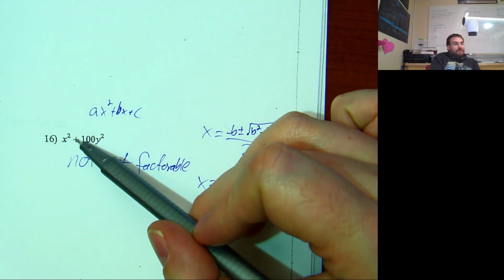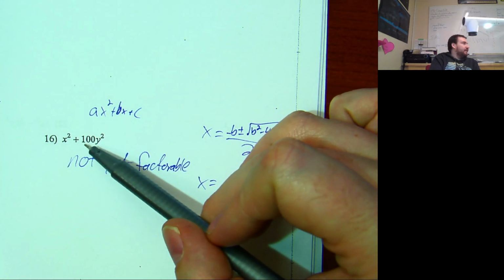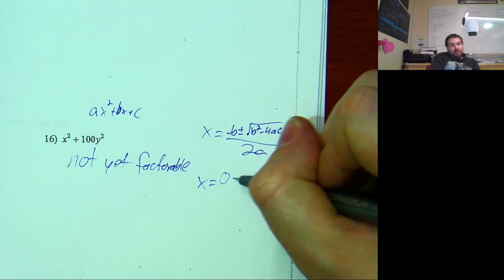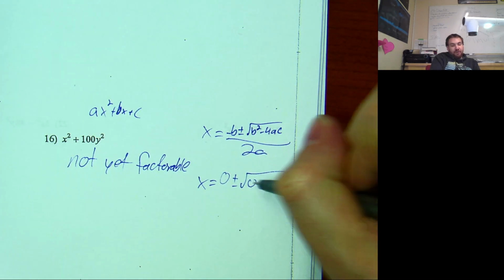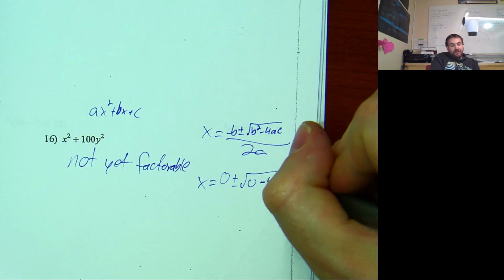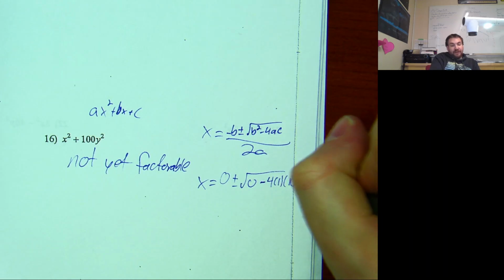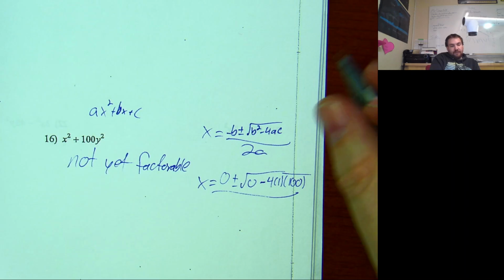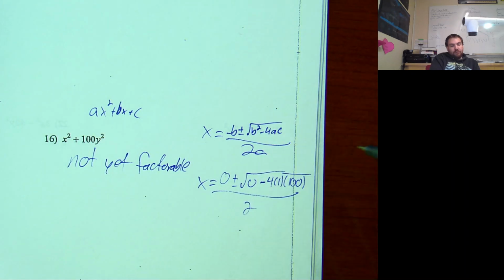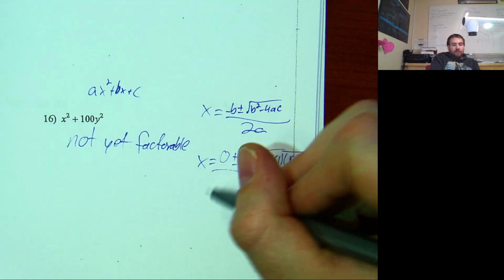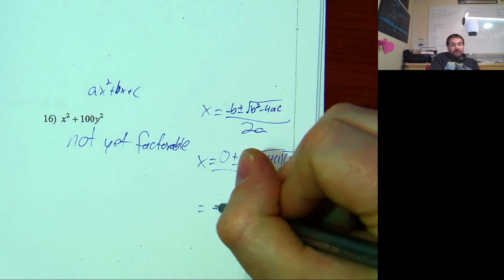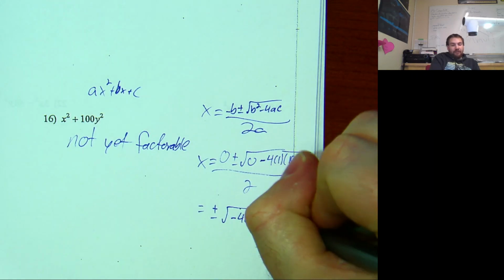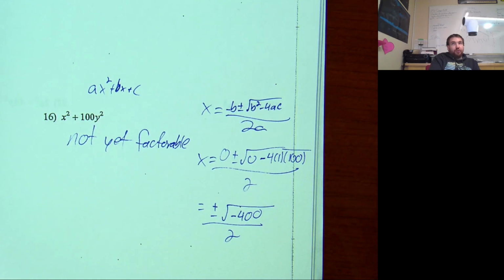Because the middle term would have an x and a y in it. So it's going to be 0 plus or minus the square root of 0 minus 4 times 1 times 100, divided by 2. Well, this is going to give me plus or minus the square root of negative 400 over 2.